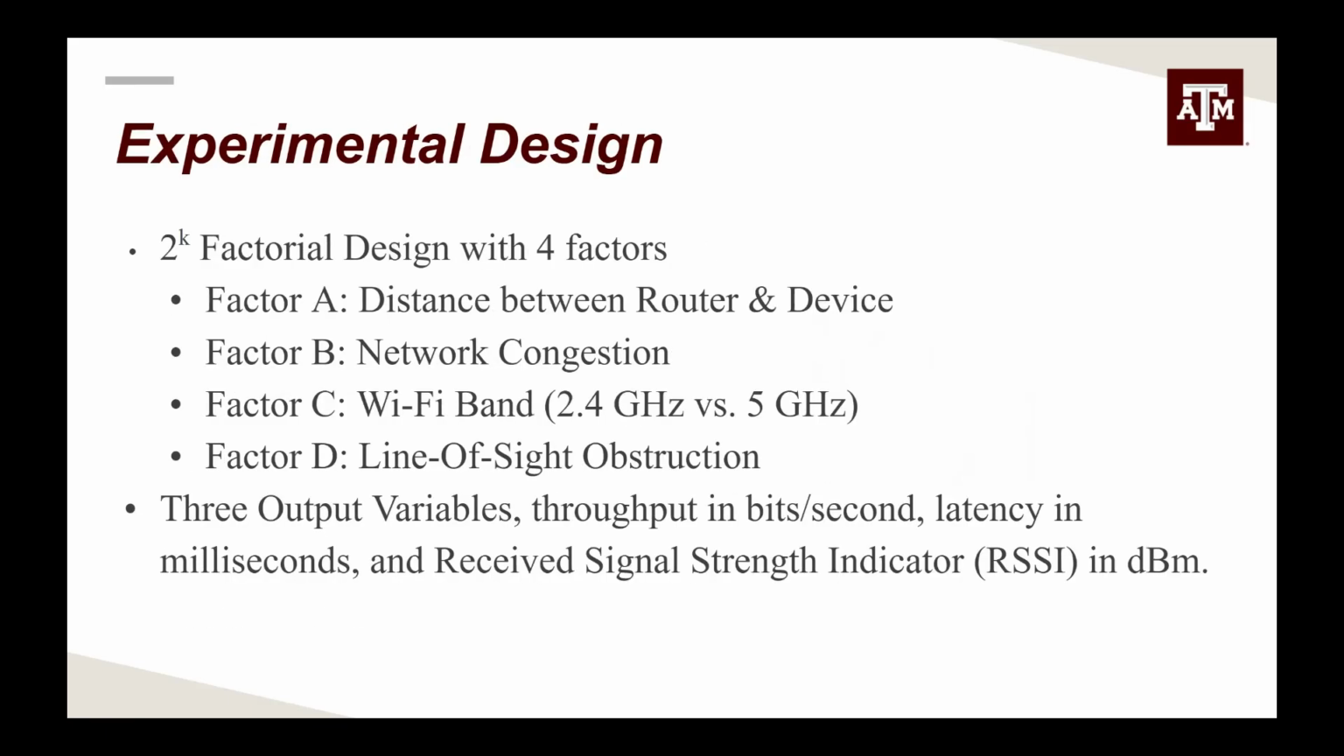So my experimental design, I'm going to be doing a 2^k factorial design with 4 different factors, the different factors being the distance, the network congestion, the Wi-Fi band, and whether or not the line of sight is obstructed between the router and the device. And then, like I said earlier, 3 output variables: throughput in bits per second, latency in milliseconds, and received signal strength indicator in dBm.